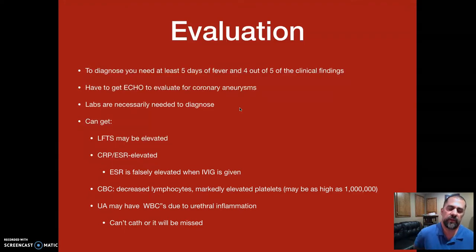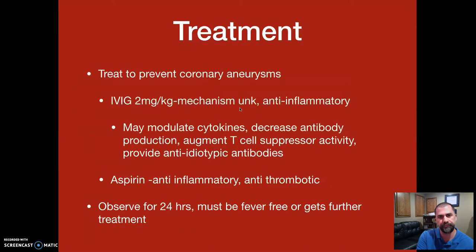And then in a UA, you may see a sterile pyuria, so white blood cells in the urine. And this is due to inflammation of the urethra. So if you cath a patient for a urine specimen, you will miss the white blood cells because the catheter will go up into the bladder. So if the patient meets the 4 out of the 5 clinical findings, and this is your typical case of Kawasaki's, sometimes though there can be atypical presentations as well.